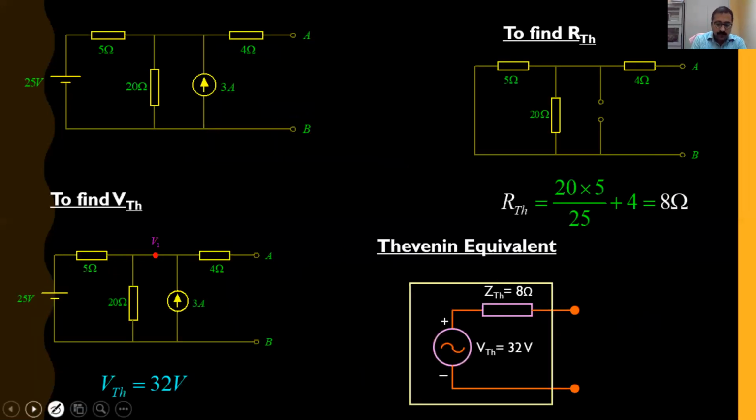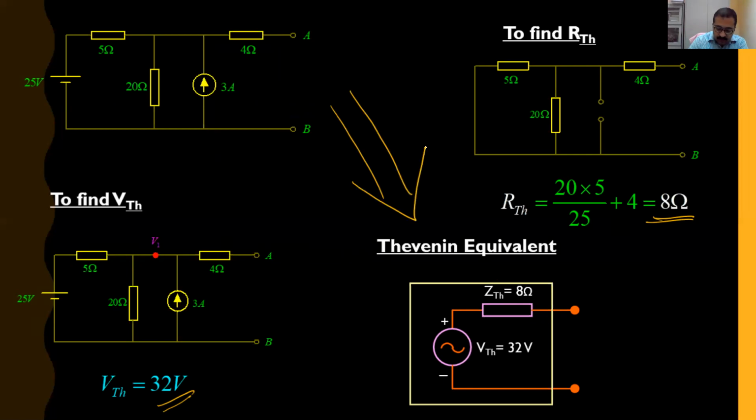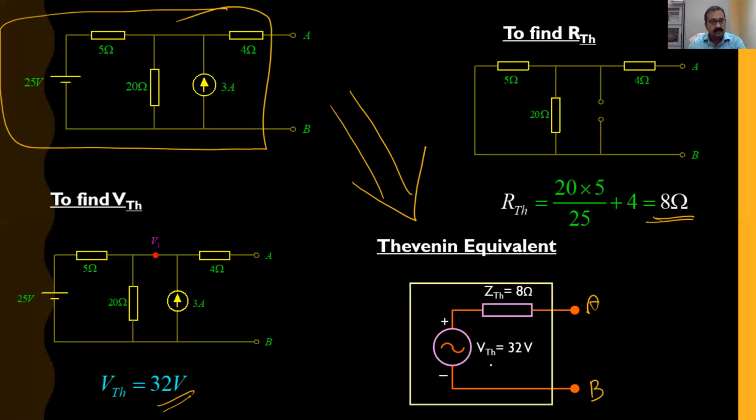So we have found the RTH as 8 ohm, and our VTH is 32 volt. That means this network can be converted into a single voltage source of 32 volt in series with a resistance of 8 ohm. These are the points A and B, the open circuit load points, and that remains the same. With respect to A and B, the network to the left side has been converted into a single voltage source VTH in series with a Thevenin resistance RTH or ZTH.